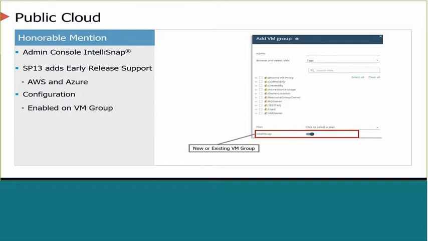Jumping over to public cloud segment, stepping away from the private cloud for a moment. In SP13, we have early release support for AWS and Azure doing IntelliSnap. On the VM group inside of the admin console, it's simply a flick of a switch there. And what's going to happen behind the scenes is Commvault's going to go ahead and create the associated primary snap copy, the schedules, and so forth, and also the snap retention.